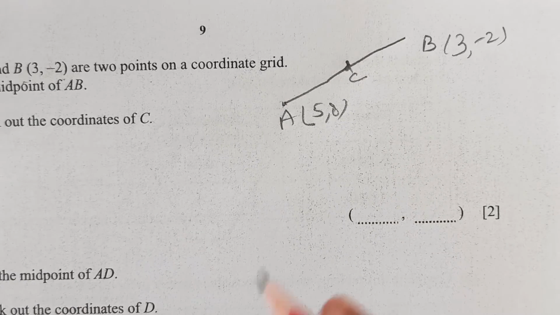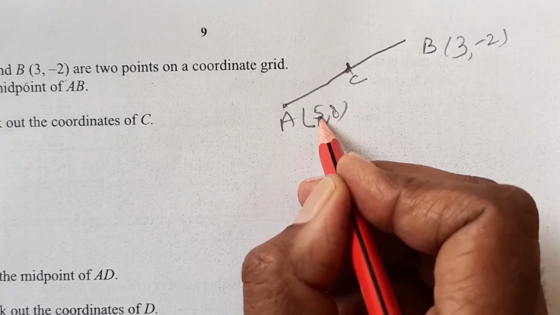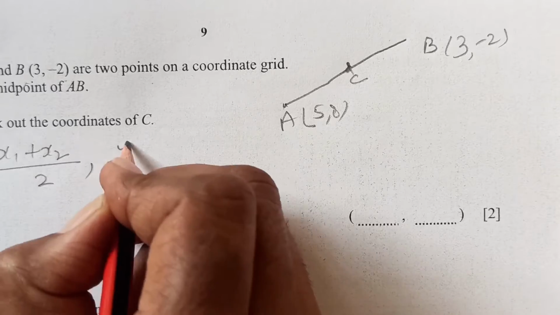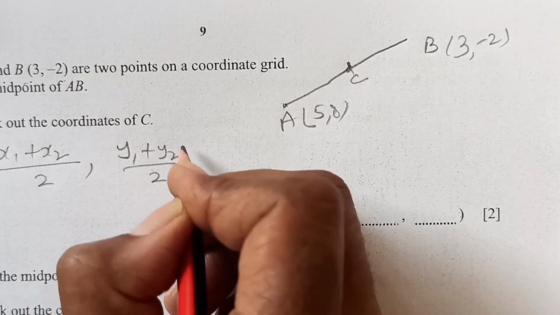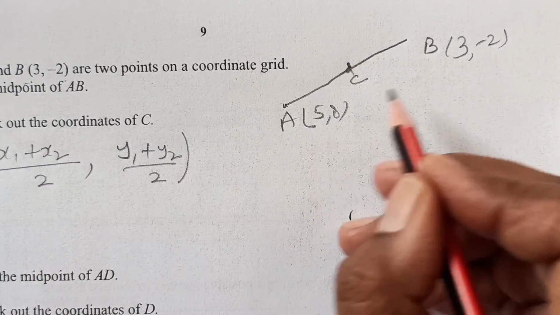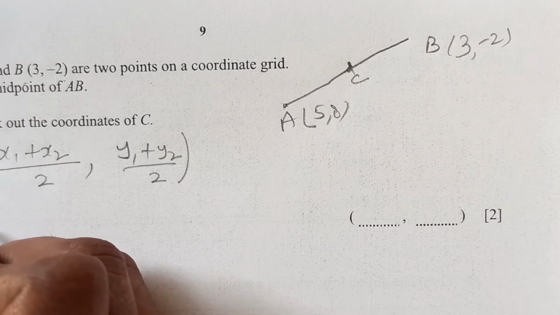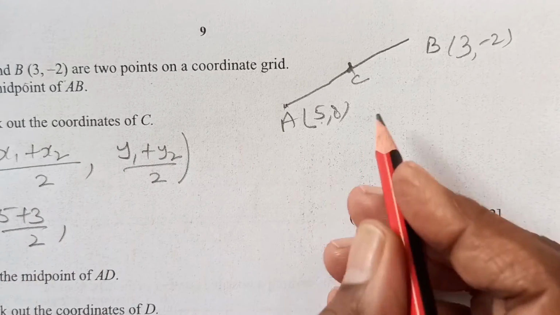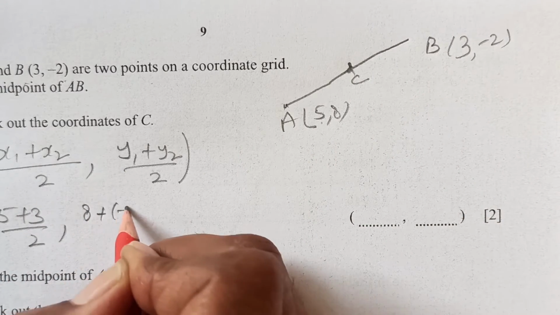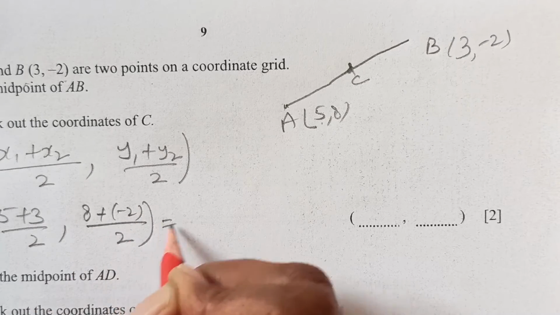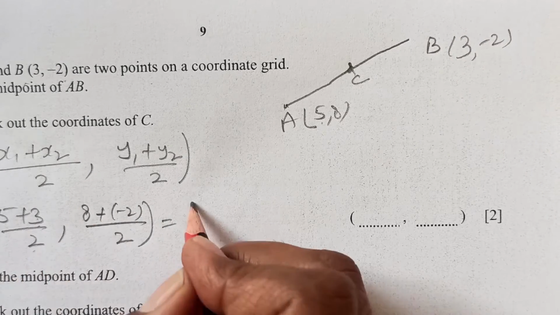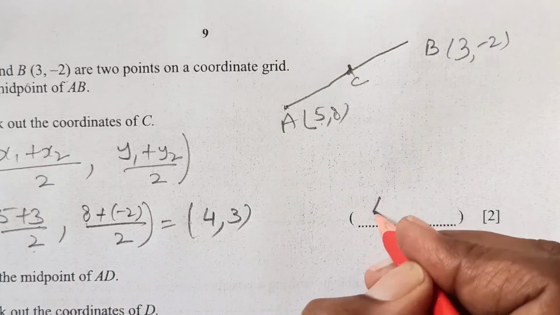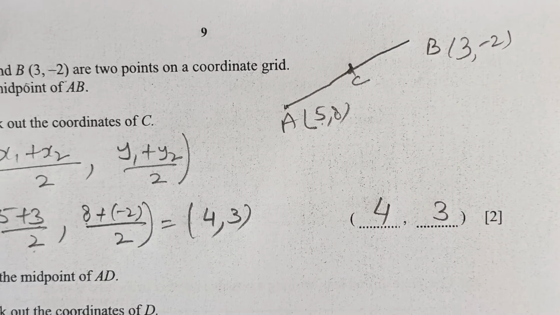To find the midpoint, we add the x coordinates, x1 plus x2, and take half of that, and the same for the y coordinates, the average of the y coordinates. So x1 plus x2 is 5 plus 3 over 2, then 8 minus 2 over 2. 5 plus 3 is 8, 8 over 2 is 4, and 8 minus 2 is 6, divided by 2 is 3. So the answer is (4, 3), right?